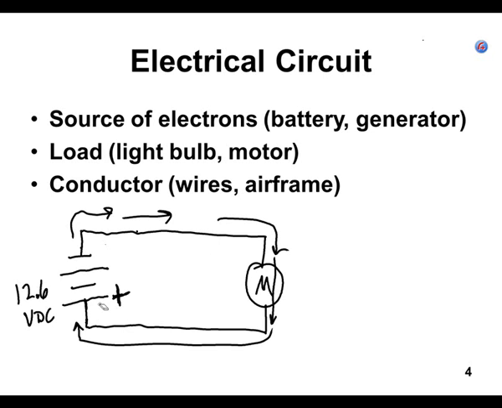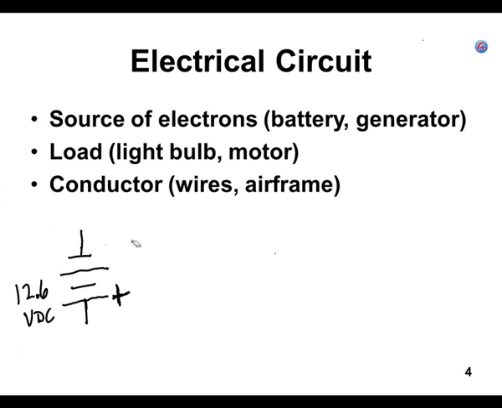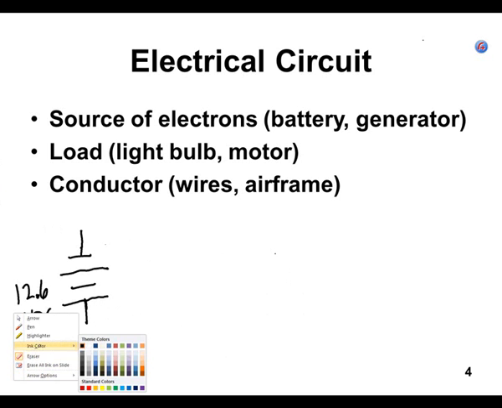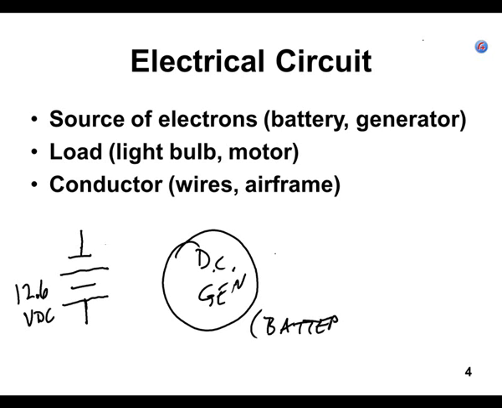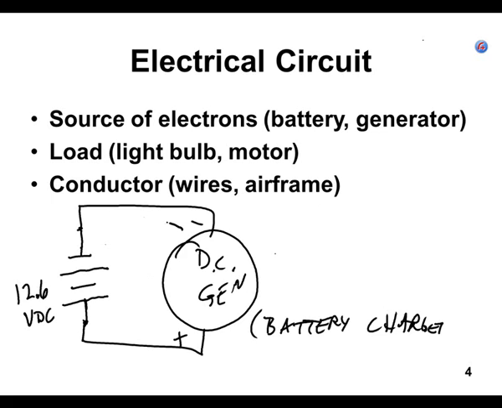Right, so to answer Jonathan's question, if I was going to charge this battery up, because it was a rechargeable battery, I would take, let's just say, a DC generator or a battery charger, and I would hook it up to the battery. But here's what's interesting. This is negative and this is positive, and this would shove electrons onto the negative side and it would suck them off of the positive side.